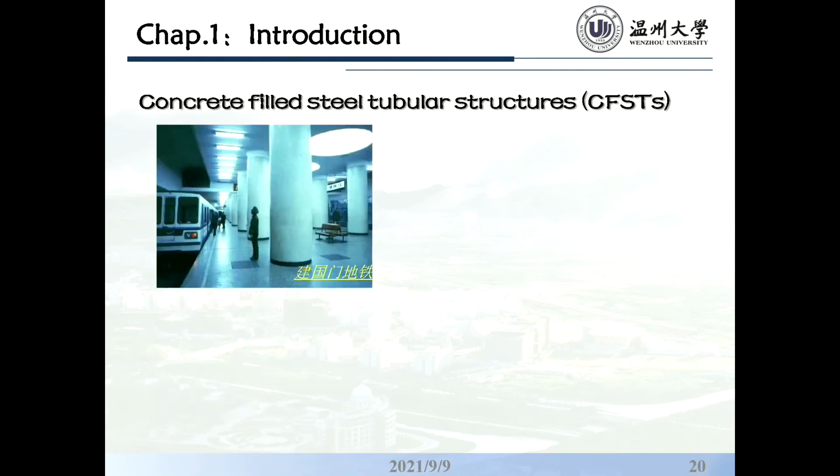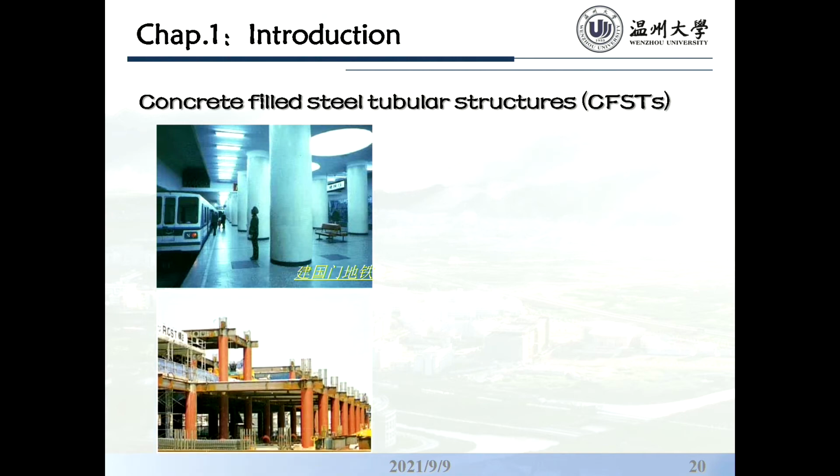And for concrete filled steel tubular structures, you look at this: it is the column, the pipe, and how it should look. That means this is the steel tube, and we pour the concrete into it. So it looks like this: the steel tube with concrete poured in there.